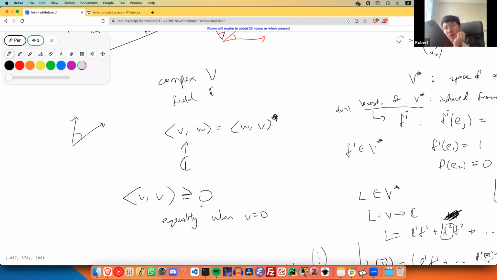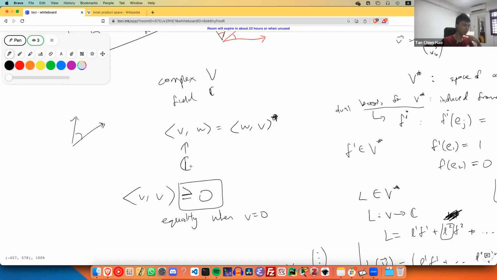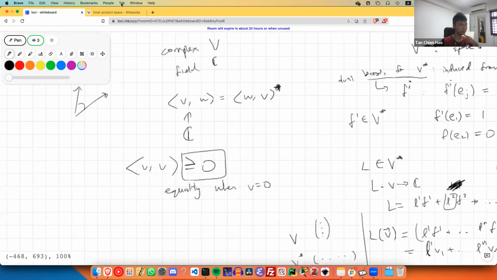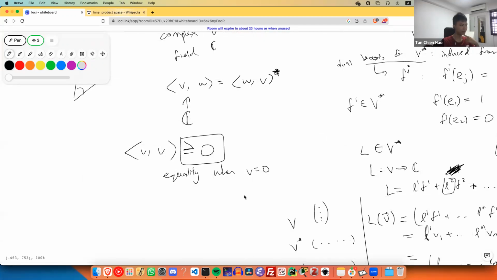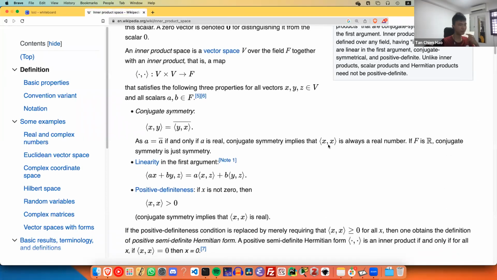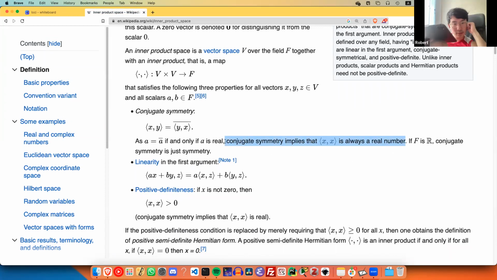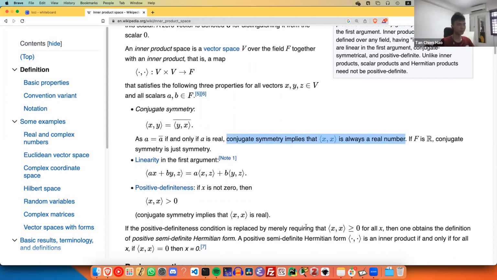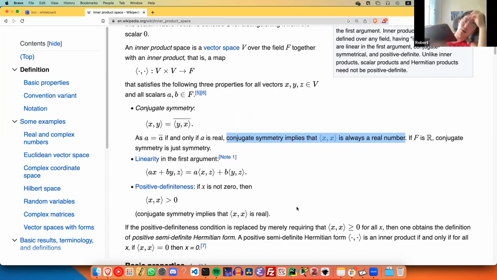But this notion of inequality is only defined on real numbers, because we can't really order the complex numbers. So that would mean that when we take the inner product of V with itself, we want it to be a real number. And that's the motivation for the imposition of conjugate symmetry, because conjugate symmetry would imply that, I'm guessing, the inner product is something we want to have ordering on.